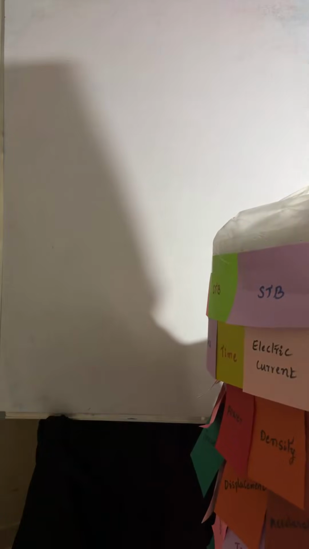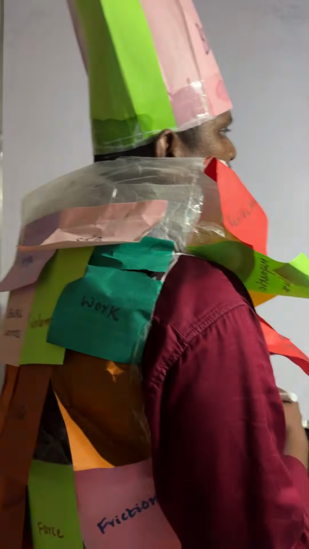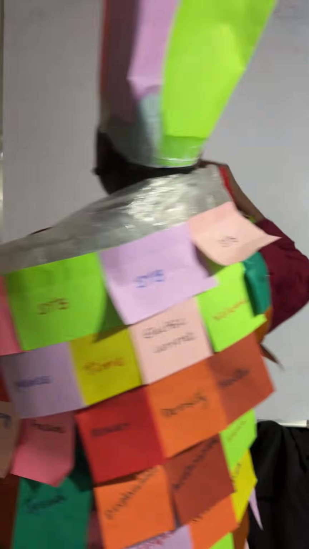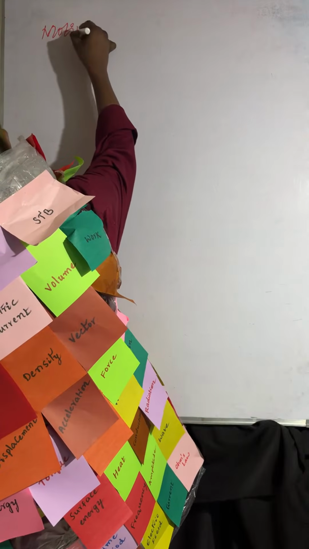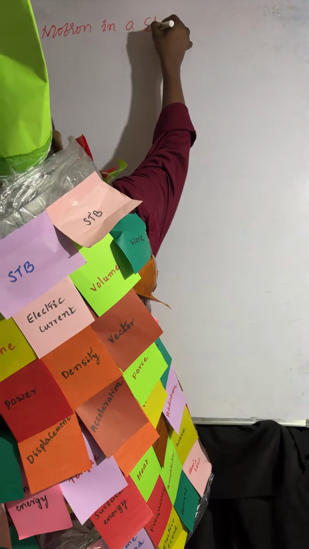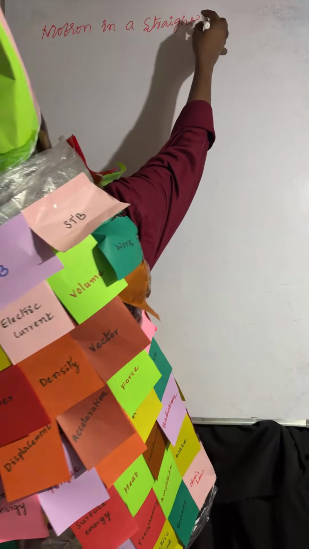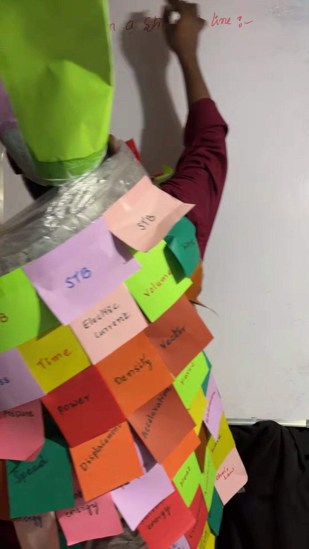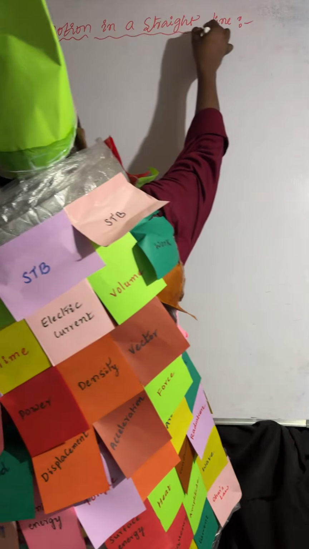So now we will discuss motion in a straight line. Motion in a straight line means, if you want to describe the object and only one axis is required for describing it, then the body is moving in one dimensional motion, that is nothing but motion in a straight line.